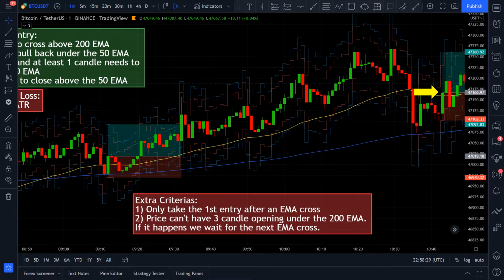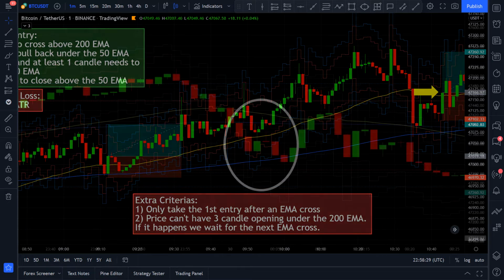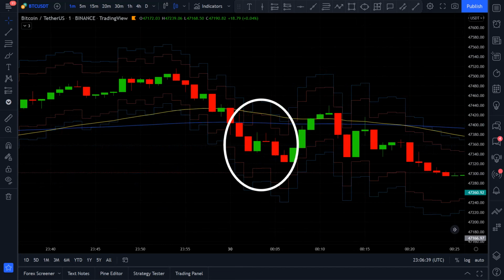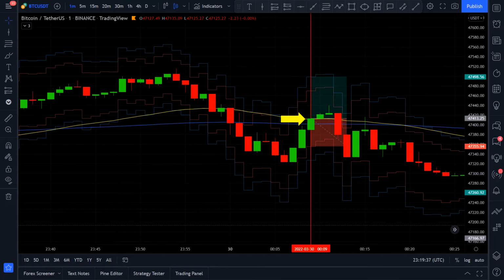The second criteria is that we can't have more than 3 candle closing under the 200 length EMA when the pullback happens. If we have, the setup is invalid and we are looking for the next EMA cross up. For example, here you can see that the price had a nice pullback into the 200 EMA, but we had more than 3 candle closes under the 200 length EMA. In this case, if we would have entered on this position, it would have been a losing trade.